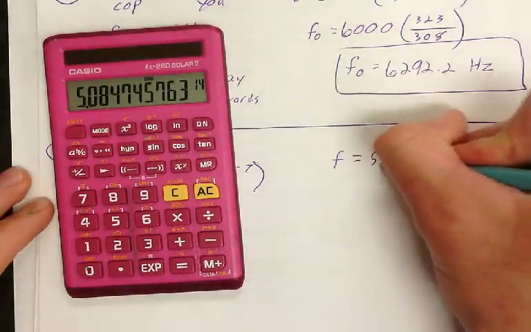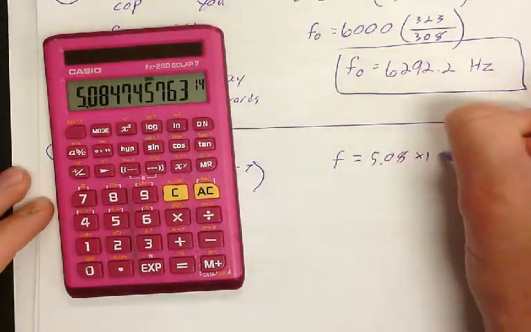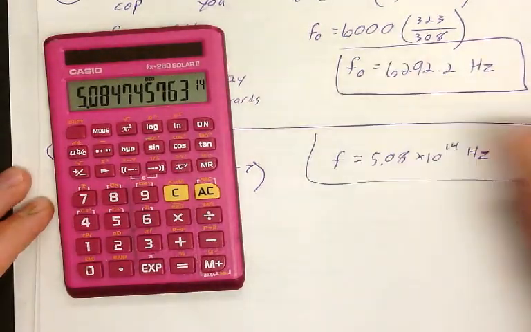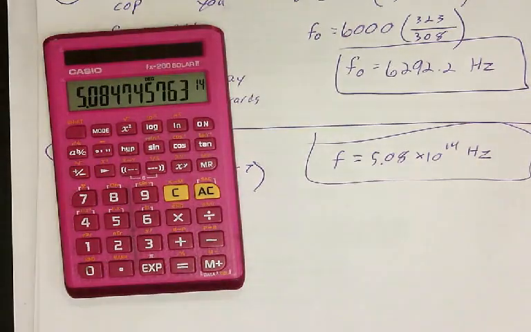So, 5.08 times 10 to the 14th hertz. It's almost always going to be a large number, so just prepare yourself for that. There's nothing wrong or weird about it. It's just large is all.